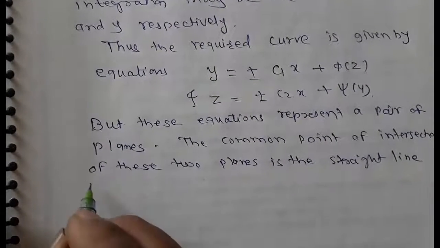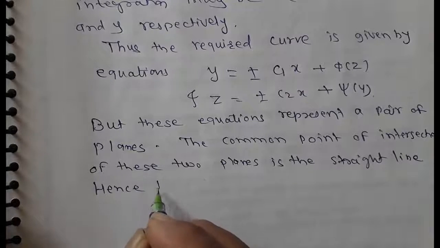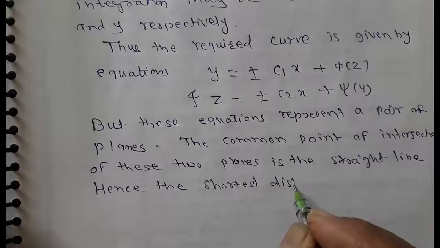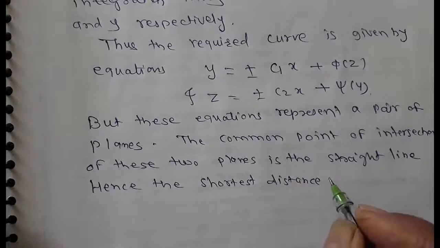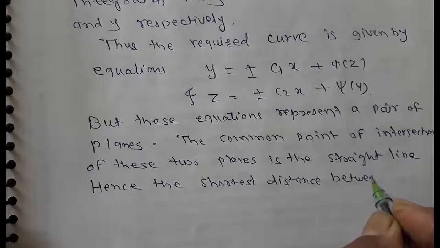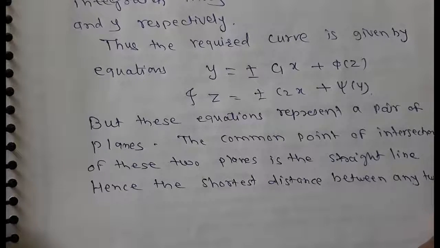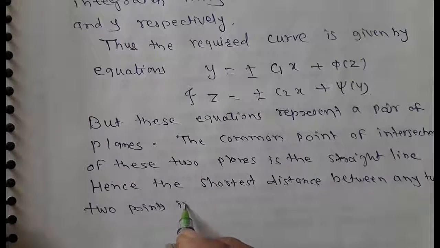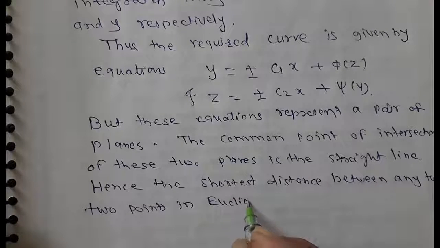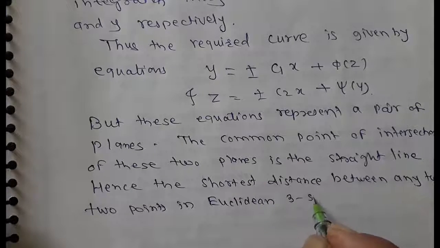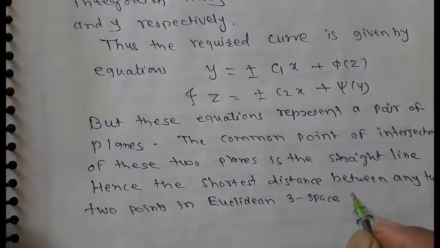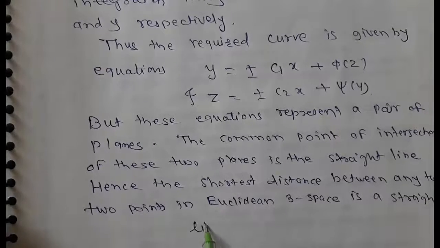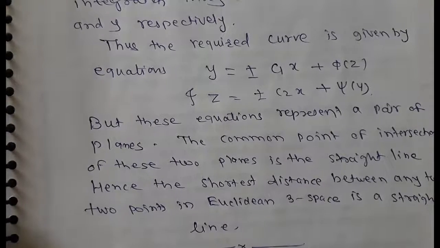Hence, the shortest distance between any two points in Euclidean three-dimensional space is a straight line. This proves the statement.